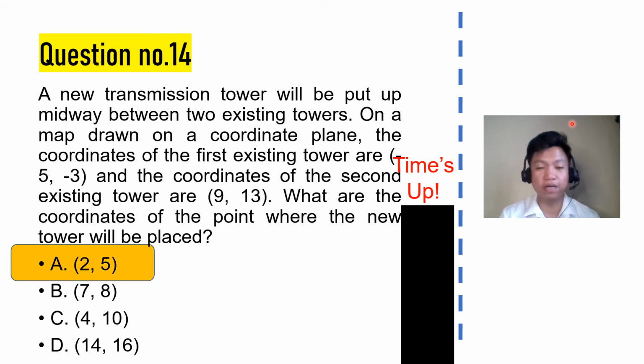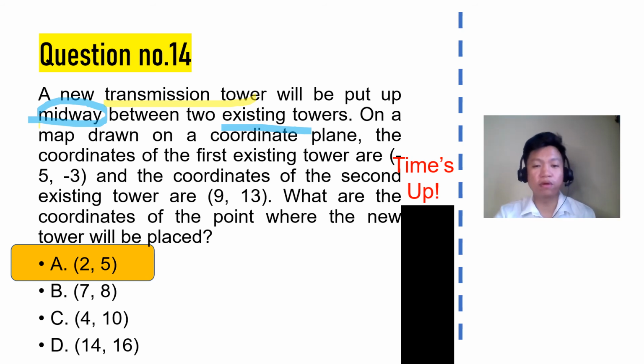Ayan. So, paano ba yung gagawin, sir? Tinatanong kasi natin is saan ilalagay yung bagong transmission tower, no? Ang condition, dapat mailagay yung ating new transmission tower sa midway. Ibig sabihin, nasa gitna siya ng dalawang existing na tower. Hindi lang basta sa gitna, kailangan ay midway. So, midpoint, kailangan equal yung distance niya from the two existing towers.